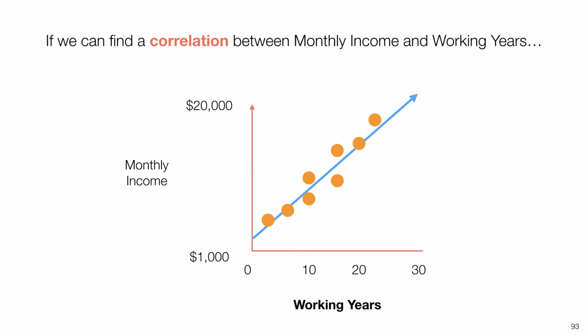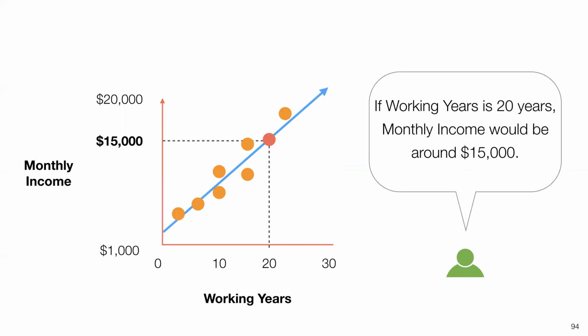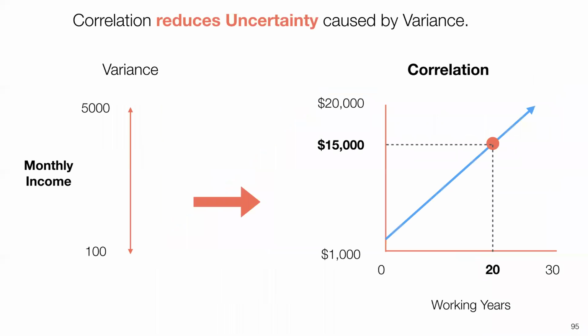Now, if we can find a correlation between, let's say, monthly income and the working years, and this seems to be a very strong correlation between these two variables, then we can answer the question: if working years is 20 years, the monthly income would be around $15,000. What just happened is that we reduced the uncertainty by finding this correlation, by using the working years. This is why it's very important to find a correlation between the variables.